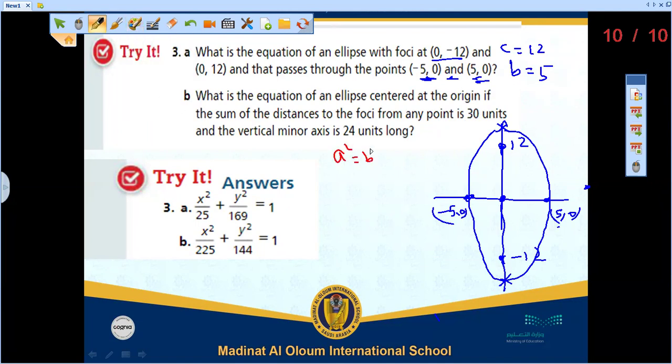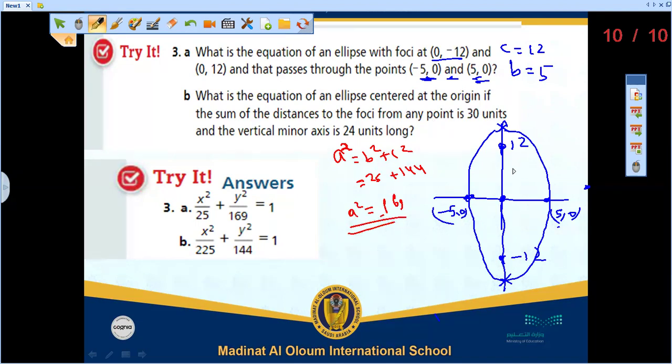A squared equals B squared plus C squared. So A squared is 25 plus 144. A squared equals B squared, my B is 25, plus C squared, 144. It makes 169. This is A squared.